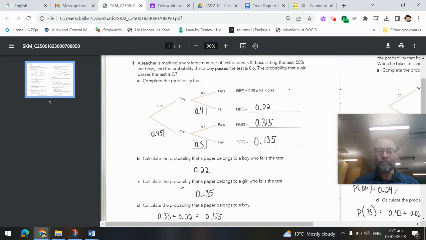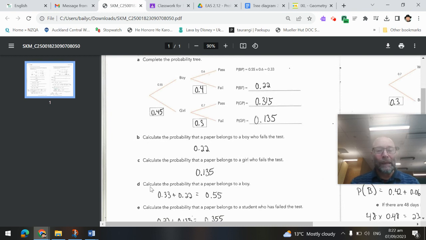Next one. Calculate the probability that a paper belongs to a girl who failed the test. So once again, I'm asking, of these 4 outcomes, which ones are a girl who failed the test? Just that one, 0.135. Moving on, calculate the probability that a paper belonged to a boy.